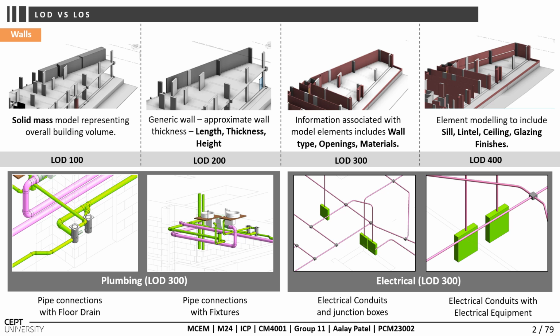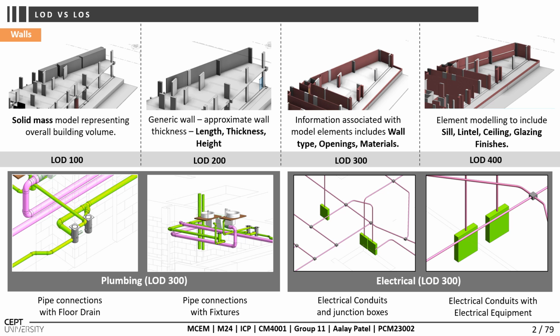LOD 300, the model became more detailed, incorporating elements like sills, lintel heights, glazing finishes, and railing details. This ensured clarity for on-site construction and alignment with project specification. And LOD 400, this is the advanced level. The model focuses on fabrication-ready components, including precise dimensions, specifications, and details required for accurate construction execution.